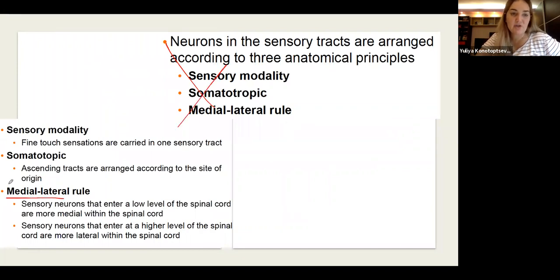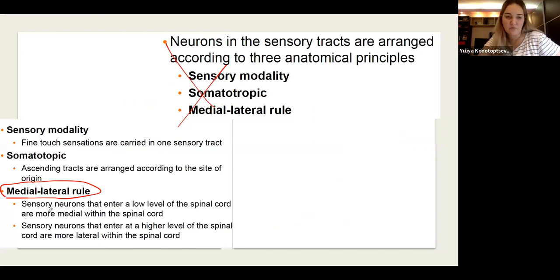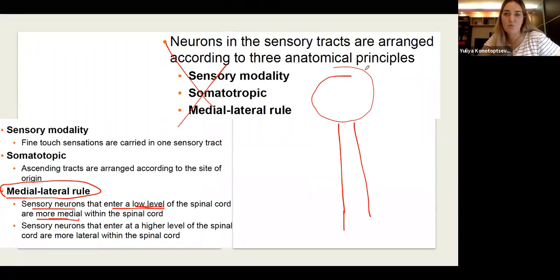This is important, the medial lateral rule. For some reason, this gets confusing. So sensory neurons that enter at the low level of the spinal cord are always going to be more medial. Why? Because they have a longer distance to go. Think about it this way, right? If this is my spinal cord right here, and this is the brain, what is my destination? Where am I going? I'm going towards the brain.